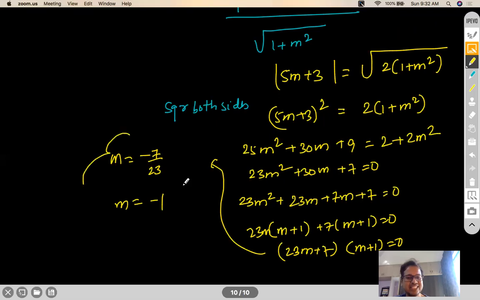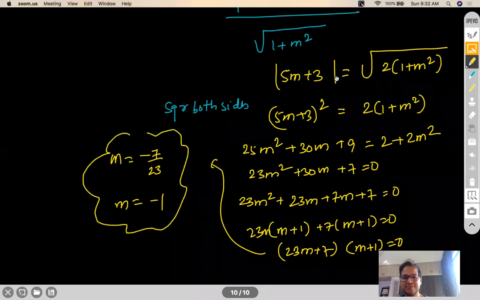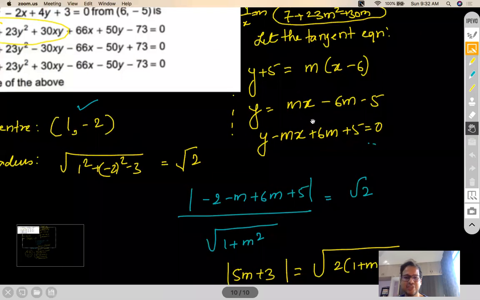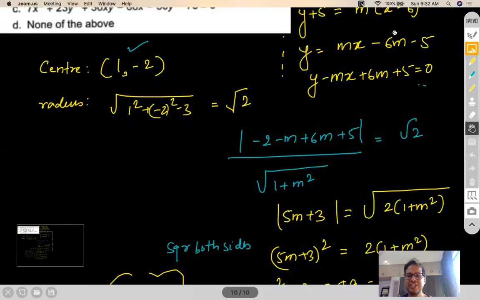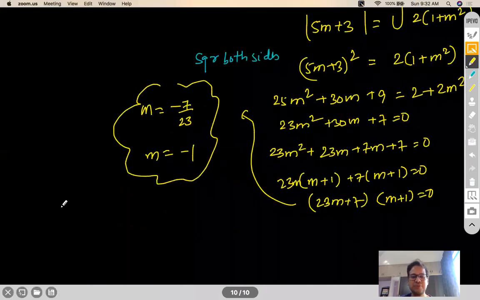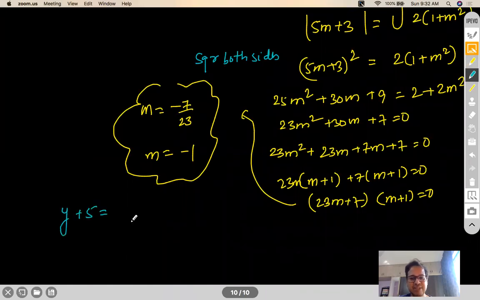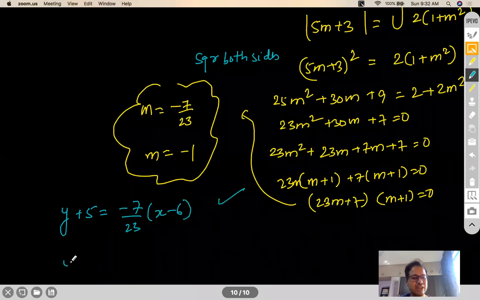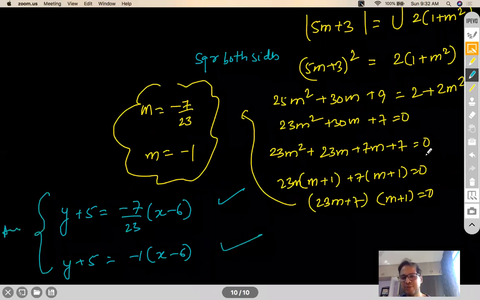So use this over here in this equation which you have initially formulated. So the two tangents that you should be getting would be of this nature: y plus 5 is equal to minus 7 by 23 times x minus 6. This is one of the answers. And y plus 5 is equal to minus 1 times x minus 6. This is another answer. So just multiply it, you'll get the same equation back.